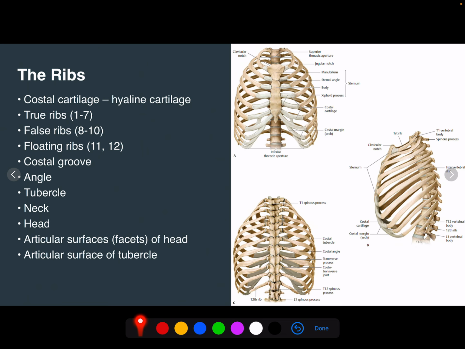11, 12 are going to be classified as our floating ribs, and they do not attach to the sternum, okay? They end in the posterior wall.